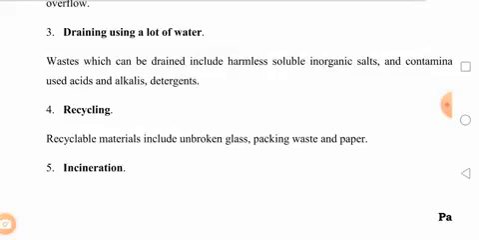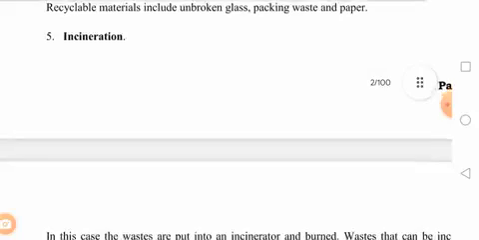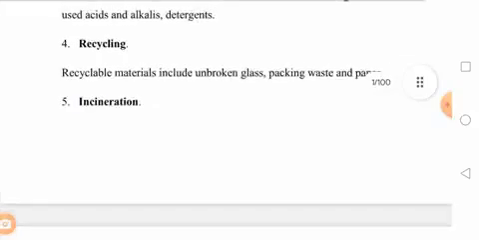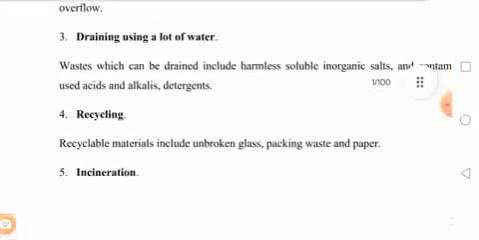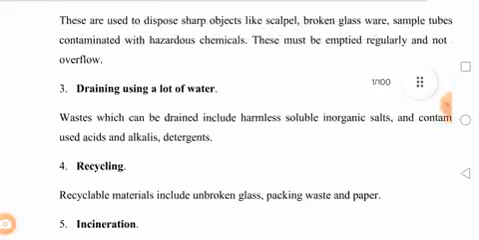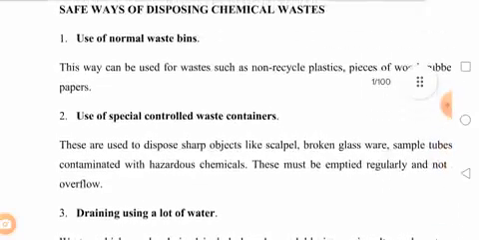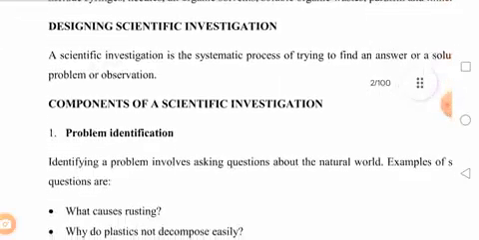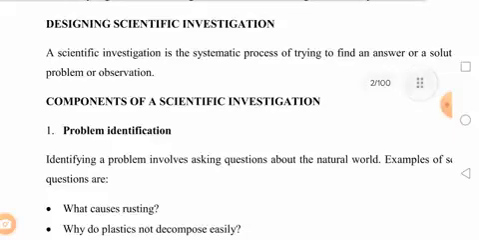You can also do that by recycling. Recycled materials include broken glass, packaging waste, and paper; even plastics can also be recycled. Then incineration, this is just like burning. You can just burn them. So safe ways of handling chemical waste: incineration, that's burning, recycling, draining using a lot of water, special controlled containers, and the bin, so that waste can be thrown in there to avoid harming our bodies and causing accidents.